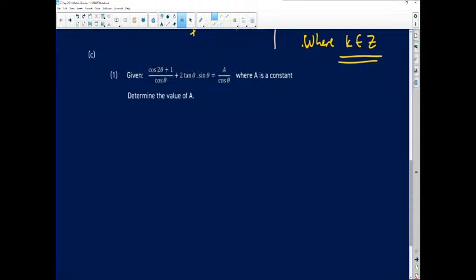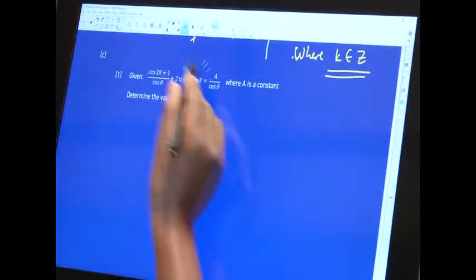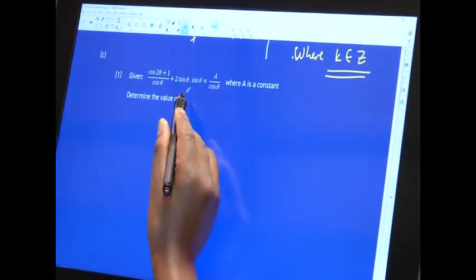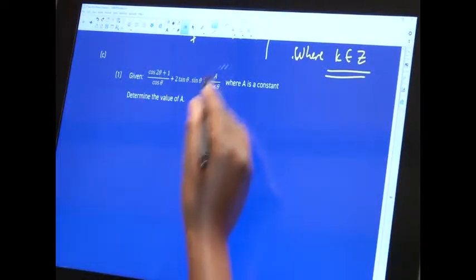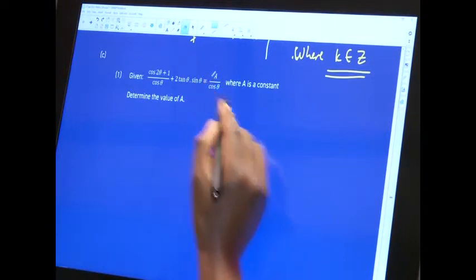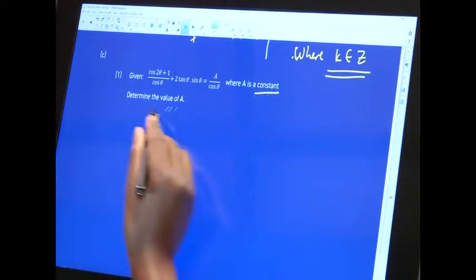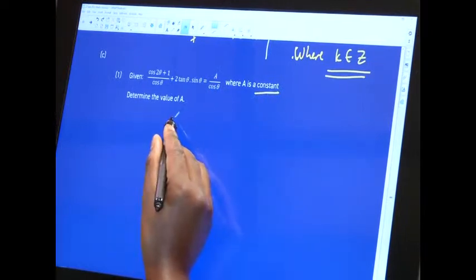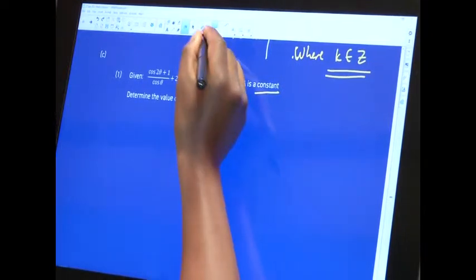Determine the value of a. This is a very smart way of asking you to prove an identity. Now, I don't know if you realize this, but if you took the stuff on the left-hand side and simplified it, you're going to end up with something that looks like what you have on the right-hand side. However, on the numerator, you're going to have a constant, and that constant is the one that the examiner is asking for.